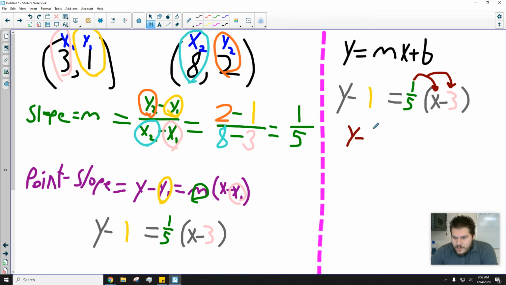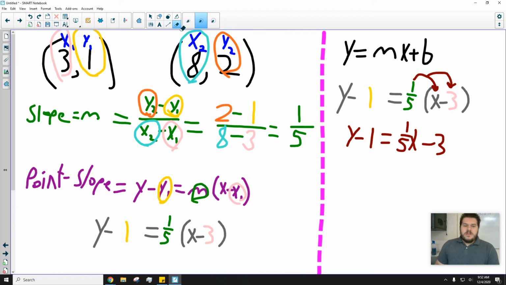So let's go ahead and do this and say y minus 1 equals 1 over 5x. A lot of people are tempted to do this, say minus 3, because they distribute that, they multiplied 1/5 by x. But that's not 1/5 times x, that's 1/5 times x minus 3. So we actually have to say 1/5 times 3 is 3/5.